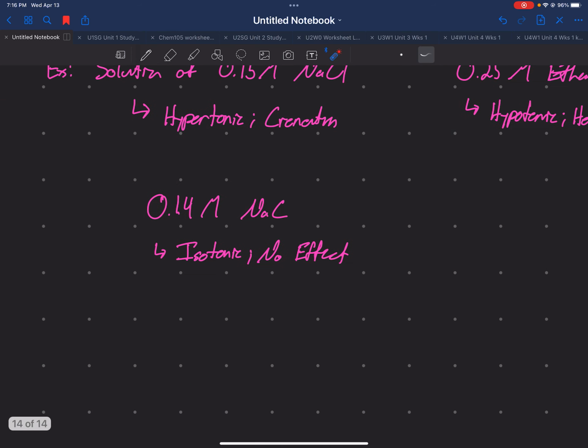Oh, dude, I didn't finish it. It's supposed to be NaCl. Okay, 0.14 NaCl, there's Na and there's Cl, so you have to multiply the 0.14 by 2. 0.14 times 2 equals 0.28, which is equal to blood. So it's isotonic, no effect.